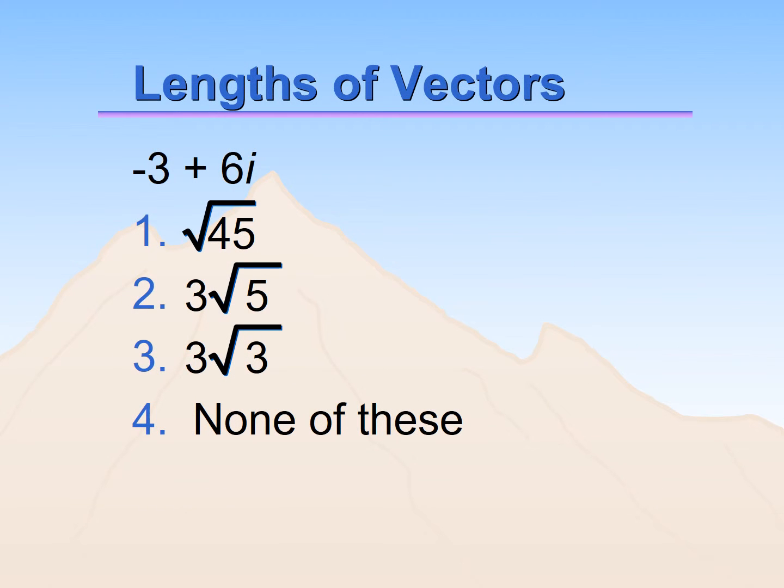So let's practice. We want to find the length of the vector negative 3 plus 6i. To find the absolute value, we would do the square root of 3 squared plus 6 squared, which is 9 plus 36, which is 45. And then the square root of 45 simplifies to 3 square roots of 5, which is option 2 here.